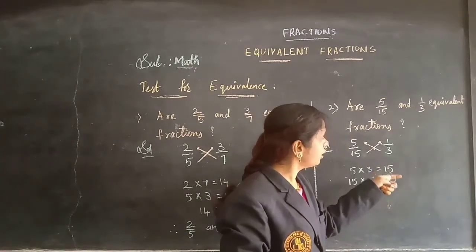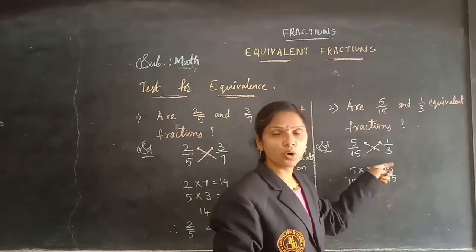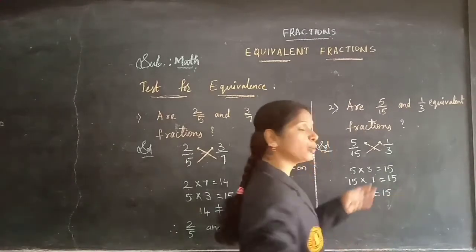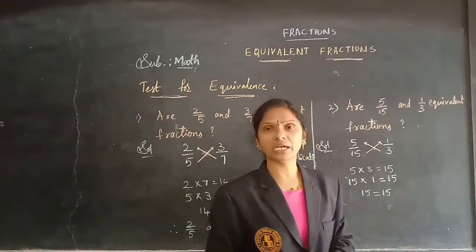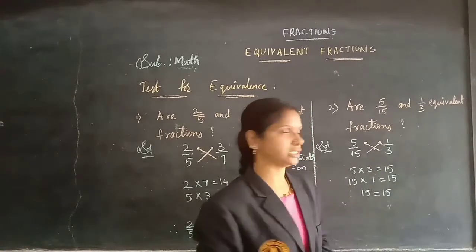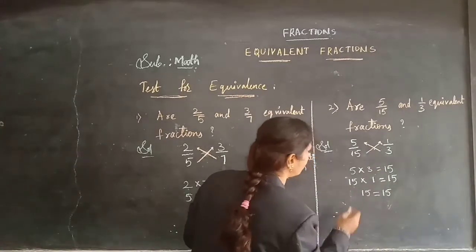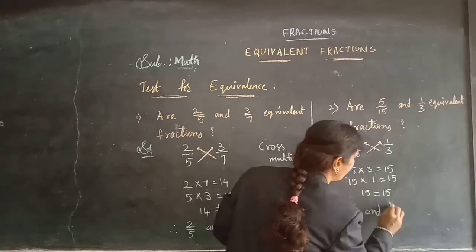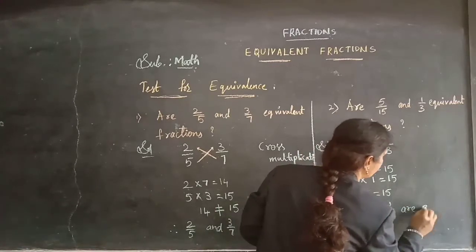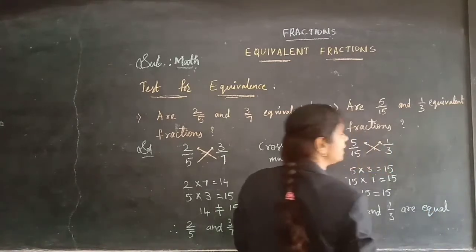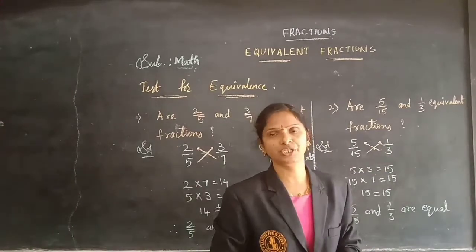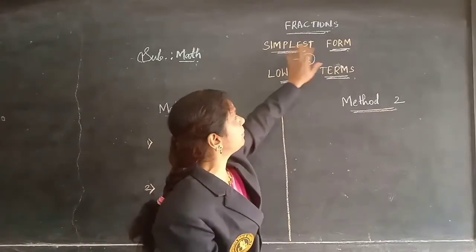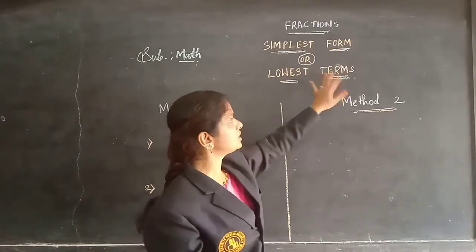Now observe their products. Here we got 15, here also we got 15. Means both products are the same. So 15 is equal to 15. Both products are the same, means the given two fractions are equivalent fractions. So you can write here: therefore, 5 by 15 and 1 by 3 are equivalent fractions. Yes, children, in fractions the next topic is simplest form, or lowest terms.